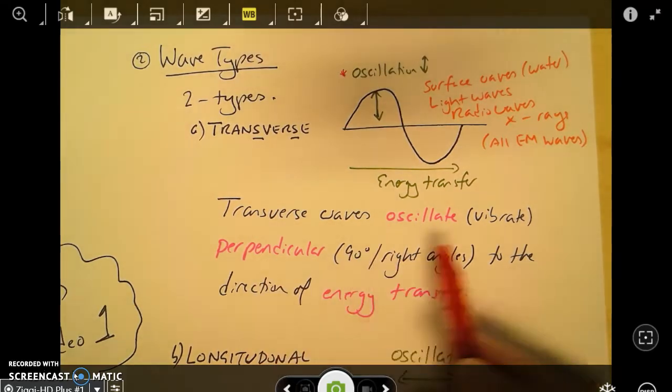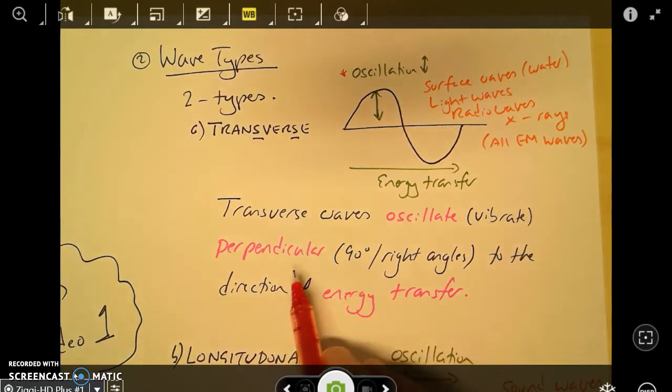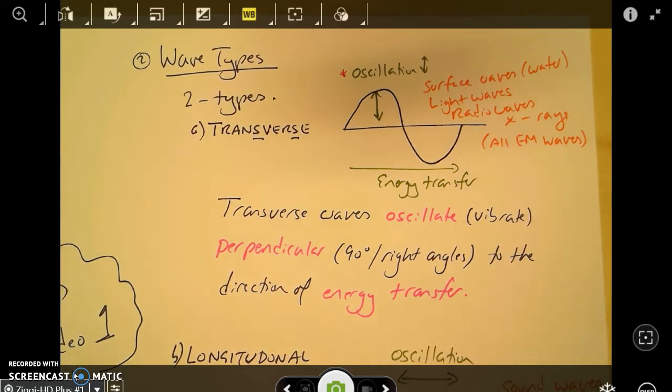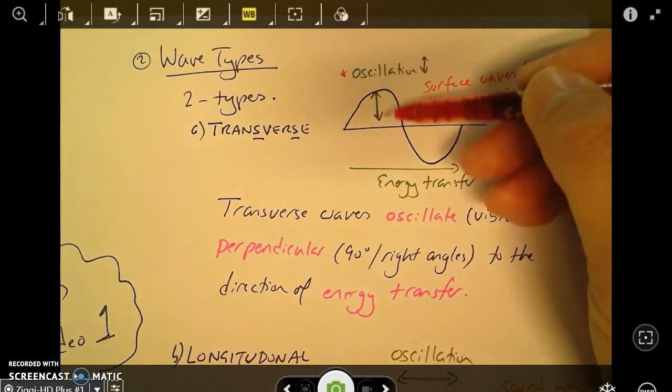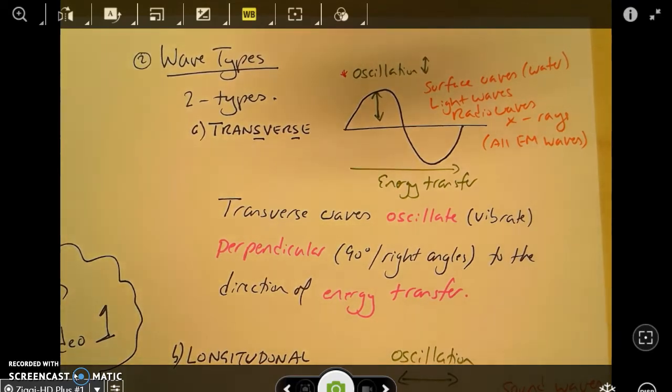Transverse waves oscillate, you can say vibrate, perpendicular, you could say right angles or at 90 degrees too, but perpendicular is better, to the direction of energy transfer. So you can see from our diagram the energy is transferring that way, but the oscillation is at 90 degrees to that. So we describe transverse waves as oscillating perpendicular to the direction of energy transfer. It's really important you say that. If you get asked to describe a light wave, you need to write those things.